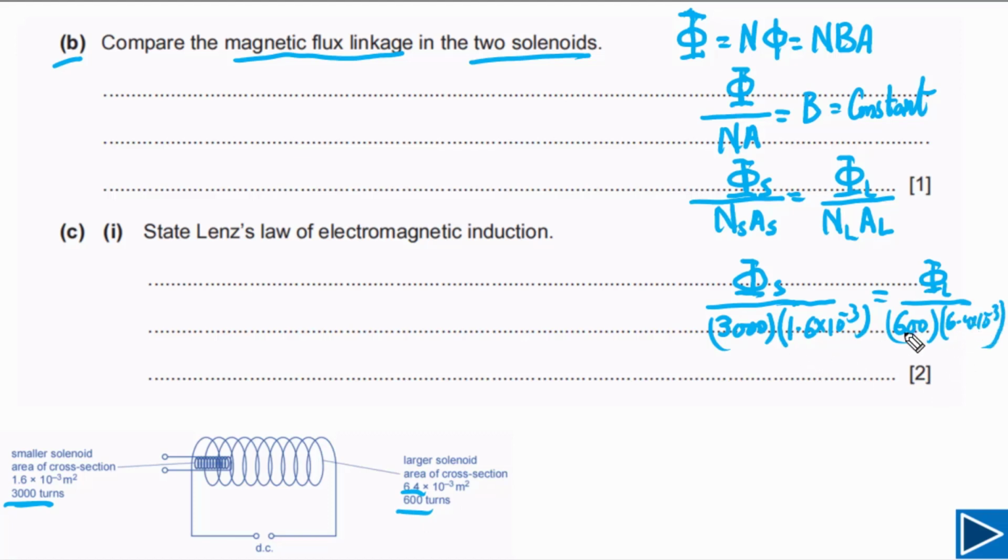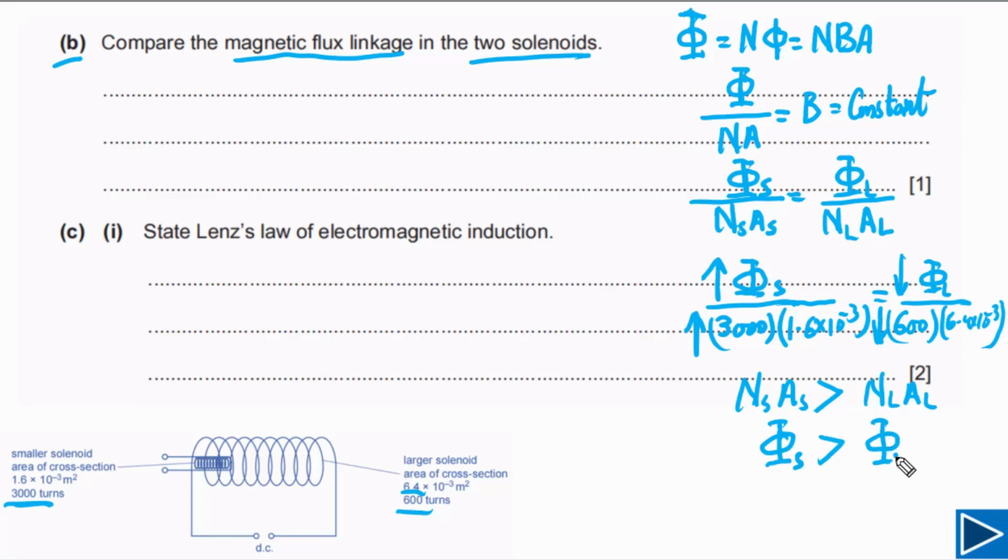Now if you compare these two, meaning NS times AS with NL times AL, this is greater. If this quantity is greater, it means this one has to be greater, and this one is small, so this one has to be small because the ratio between these two is the same. So here simply we can conclude the magnetic flux linkage of the smaller solenoid is greater than the magnetic flux linkage of the larger solenoid, and this is what we need to write down in our answer.